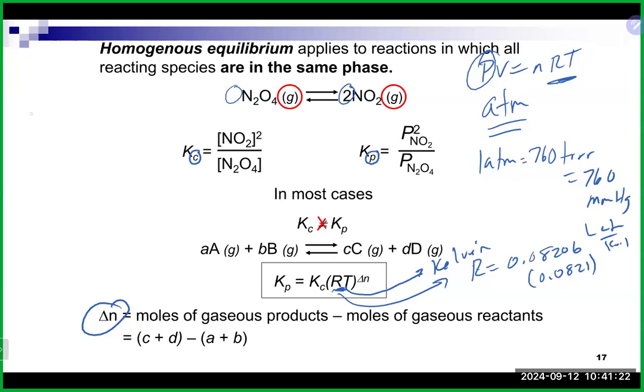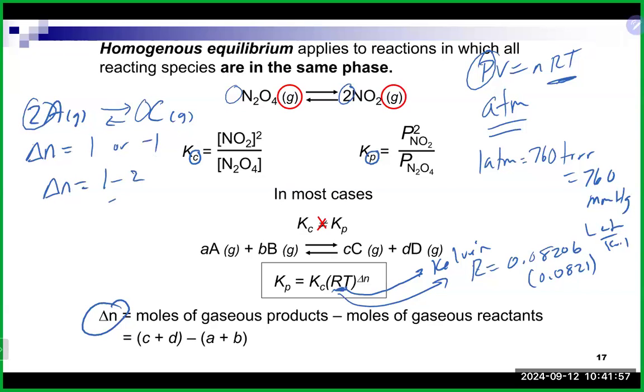So for example, if I had 2A goes to C as my reaction here, my delta n here would be what? Is it 1? Is it -1? Well, delta n in this case is our products. That's a coefficient of 1. So that's 1 minus 2, which is -1.